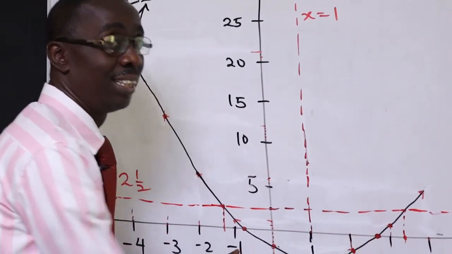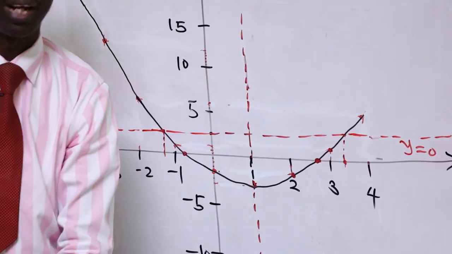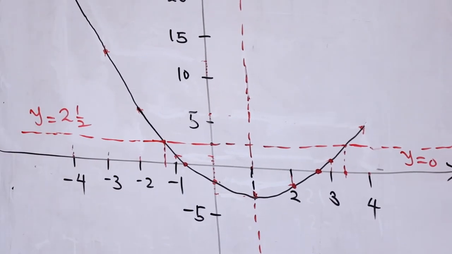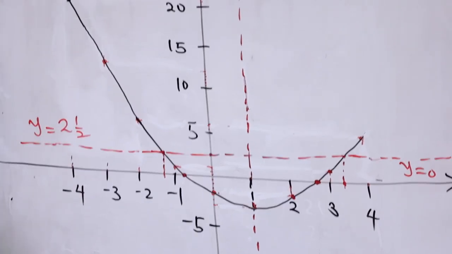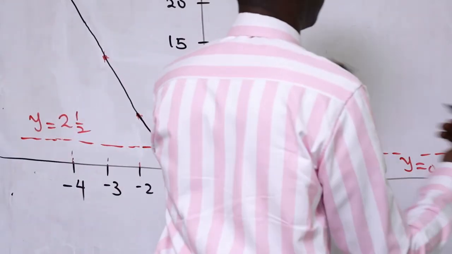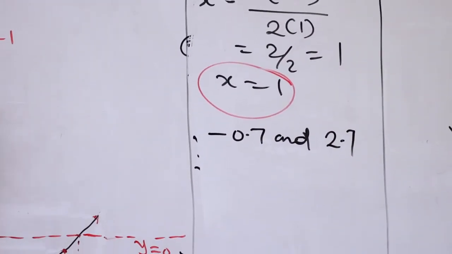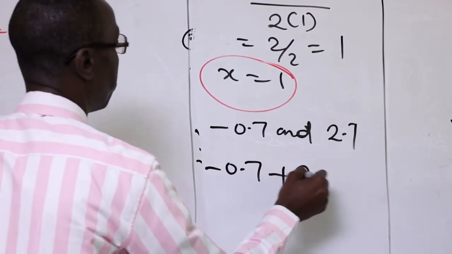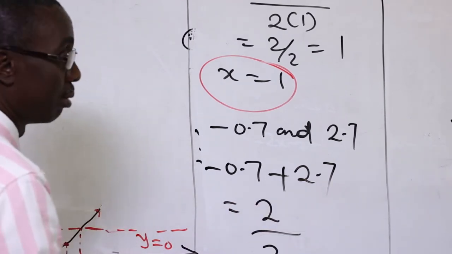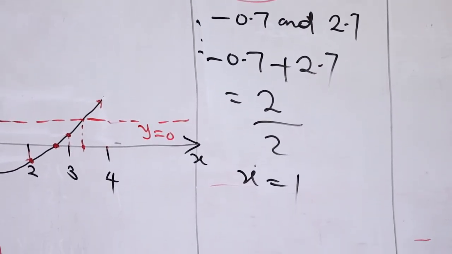If those two things are escaping your mind, the last thing you can do is this. The two roots, what are they? Help me. Come on. The two roots. Minus 0.7 and what? 2.7. You are sure? Yes. Okay, can you add it together? Minus 0.7 plus 2.7 is 2, divided by 2 is 1. Come on. That shows x is equal to 1. That's the line of symmetry. Can somebody appreciate me for that? So, you cannot be stranded. If one is not working, the other one should work.